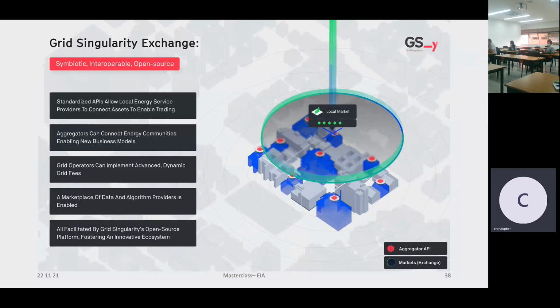Our tool can also be used by DSOs and TSOs to implement advanced grid fees as a tool of congestion avoidance. We're also building a marketplace for data and algorithms to provide further value to energy communities, as well as aggregators and AI companies. And all of this is facilitated by the Grid Singularity open source software.